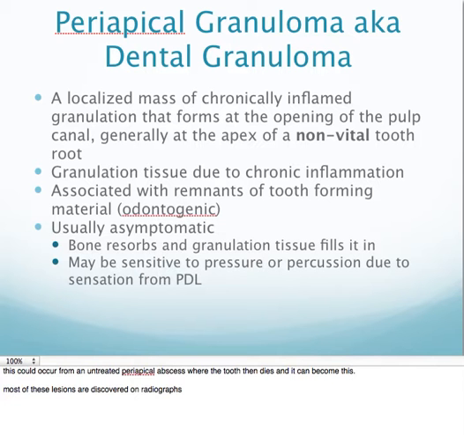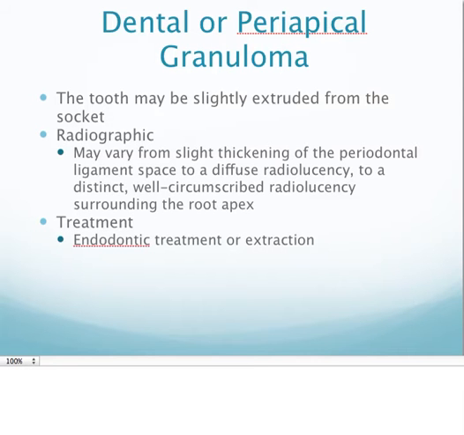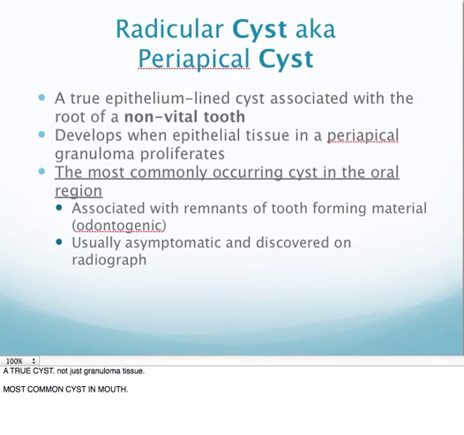It may be sensitive to pressure or percussion due to sensation from the PDLs. This can come about from an abscess also that goes untreated. And then for periapical granuloma, most of the time they are discovered only by radiographs. There it is right there. Periapical granuloma. Looks like an abscess, but it is not a vital tooth. These can also cause the tooth to be extruded from the socket to get away from the infection. And then we know that the first sign of seeing it is slight thickening of the PDL. And also, same way to treat it, you want to do a root canal or you want to extract it and get it out of the mouth.